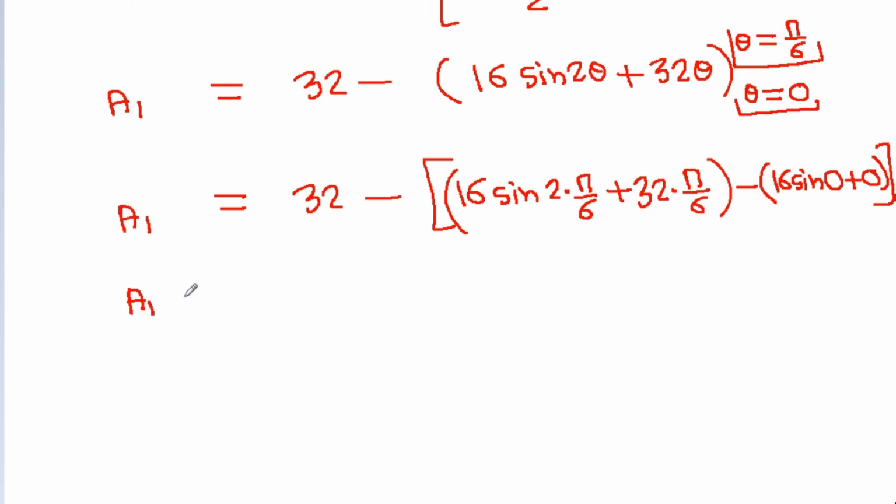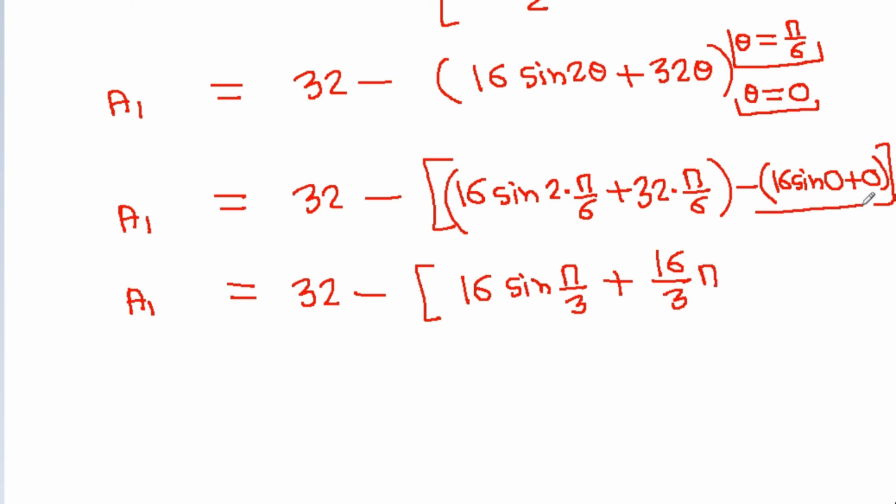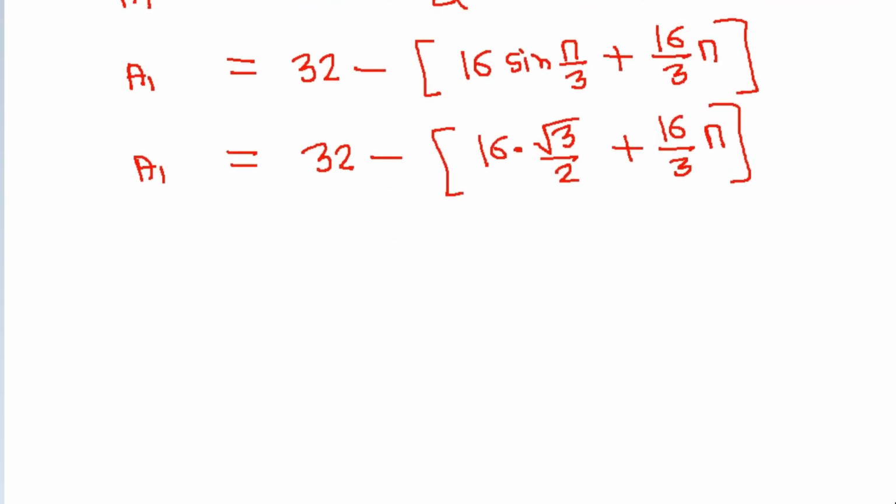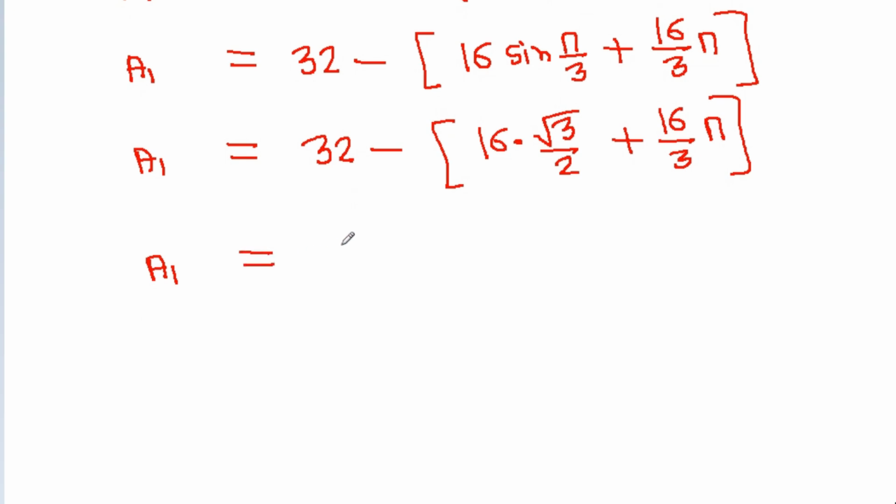And A1 is equal to 32 minus, it is 16 sin pi by 3 plus 32 by 6, which will be 16 by 3 pi, and this will be 0. And A1 is equal to 32 minus 16 times sin pi by 3, which is square root of 3 by 2, plus 16 by 3 pi. And A1 is equal to 32 minus 8 times square root of 3 minus 16 by 3 pi.